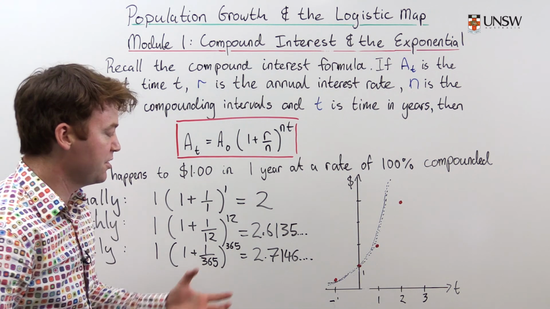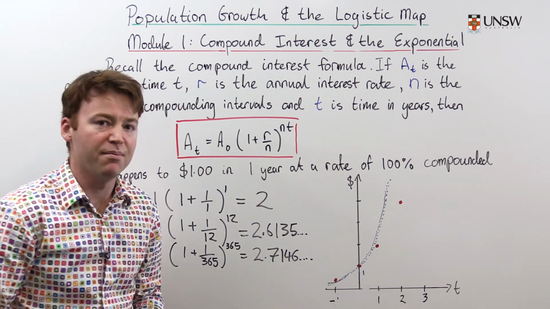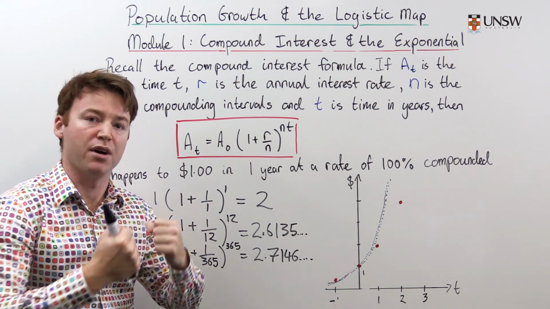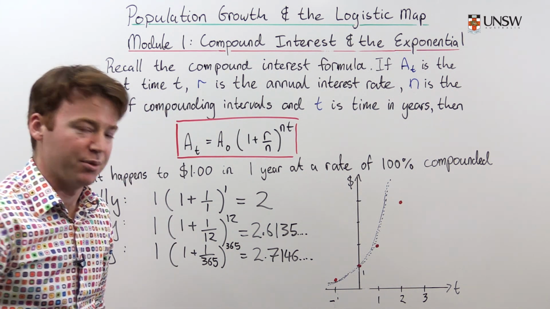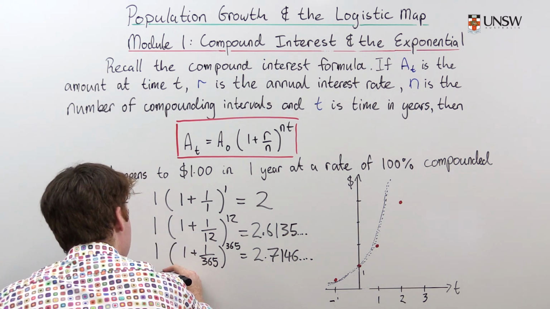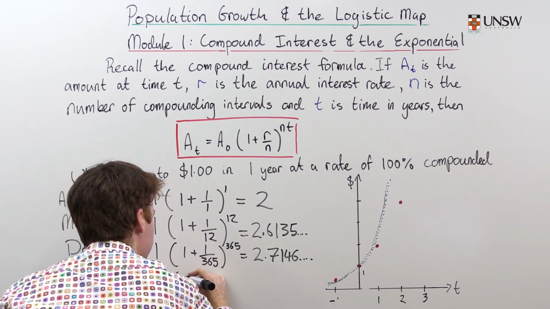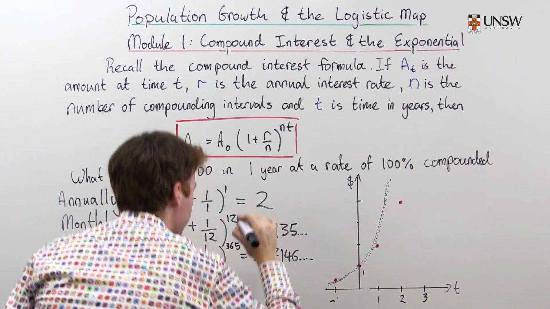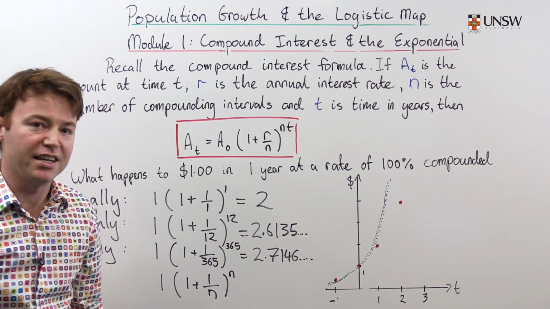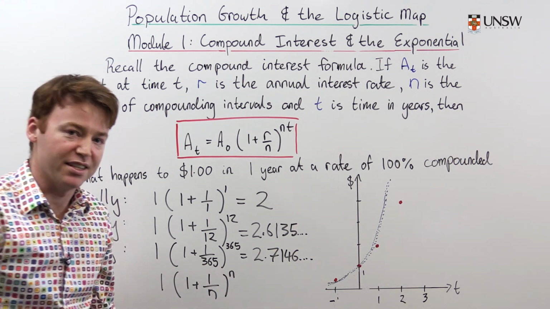So there appears to be some kind of barrier to how much money we can get by compounding more and more frequently. Let's compound really frequently. In general, if I compound at n time intervals, I have (1 + 1/n) to the power n. And what happens if I take n to the max? I'm going to take the limit as n goes to infinity.